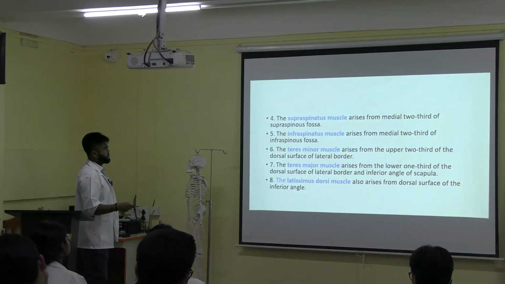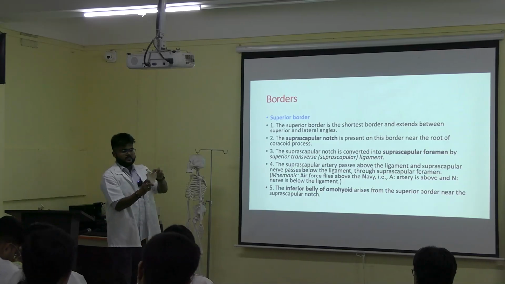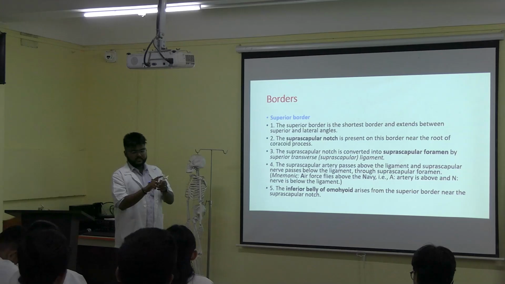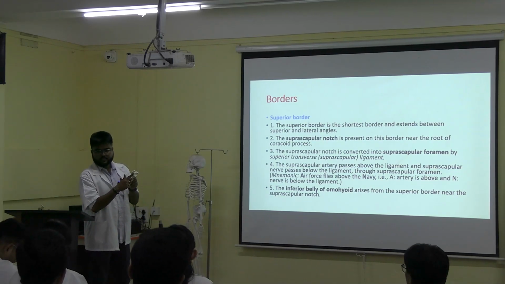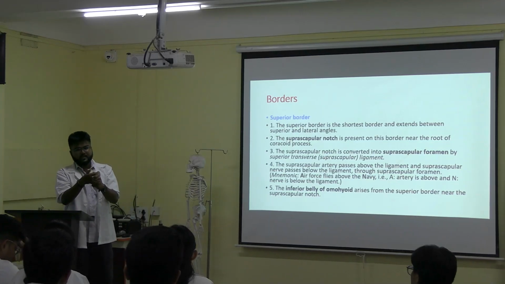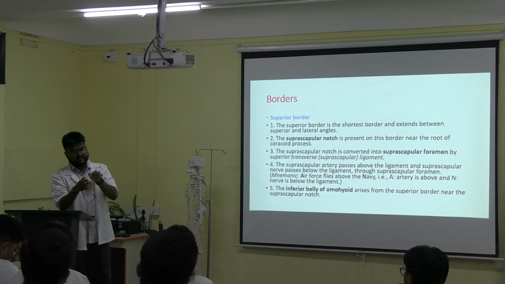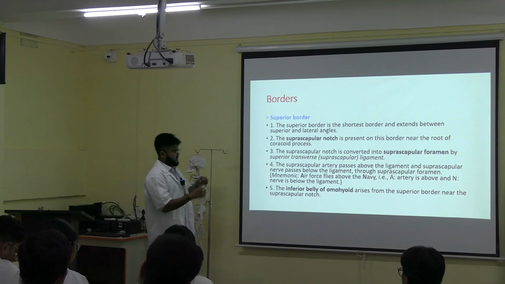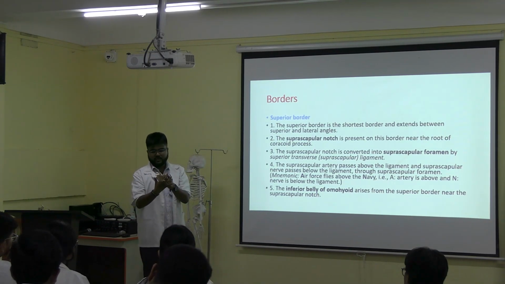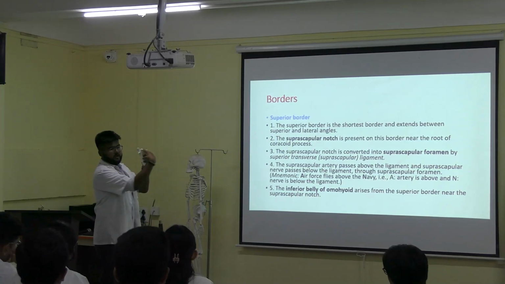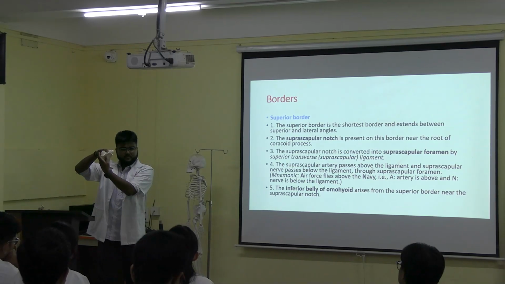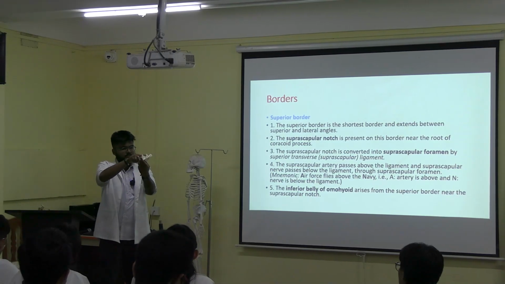Another one is this part. This is called the suprascapular notch. This is the spinoglenoid notch, and this is the suprascapular notch, located superiorly. Here the suprascapular artery and nerve pass through. You can't see it here, but one ligament is present. If one ligament is present, then one foramen is formed here.